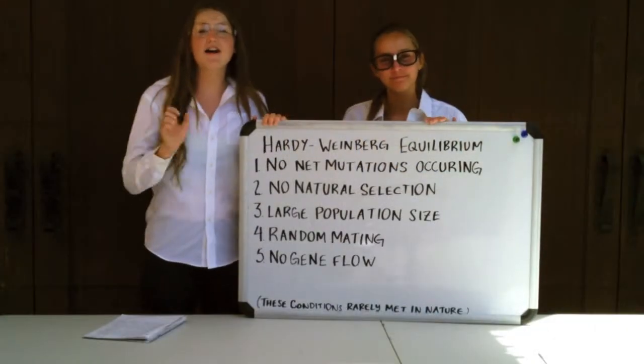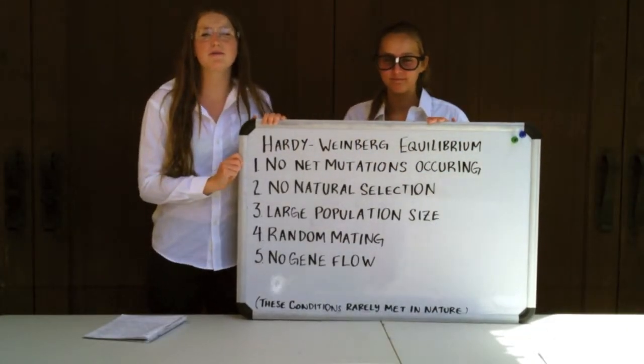And I am Weinberg, and we are here to show you this helpful equation we made to measure allelic frequencies in the population. Allelic frequencies are the percentages of homozygous recessive individuals, heterozygous individuals, and homozygous dominant individuals in a population. Let's start by going over the factors that put a population in equilibrium, or as we like to call it, Hardy-Weinberg equilibrium. There are 5 factors that put a population in Hardy-Weinberg equilibrium.